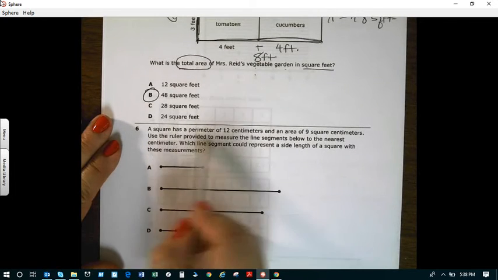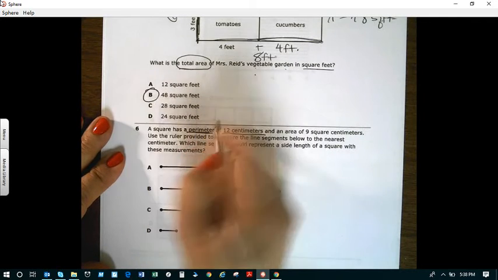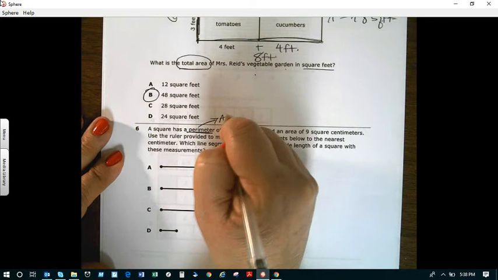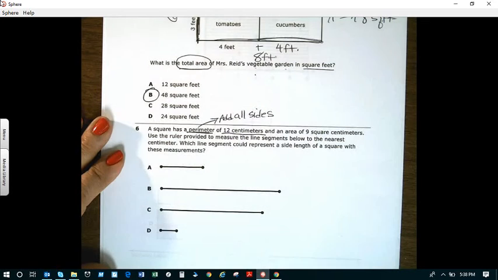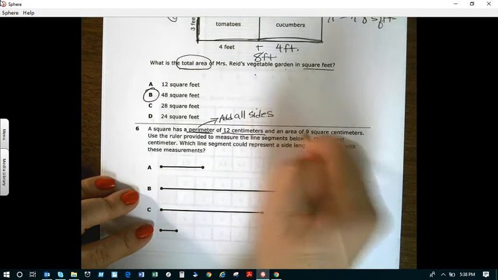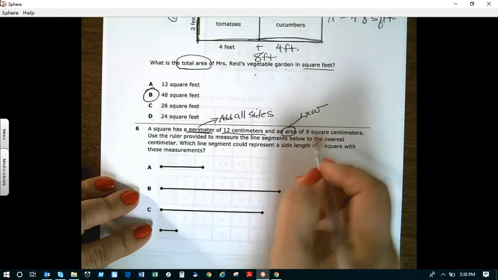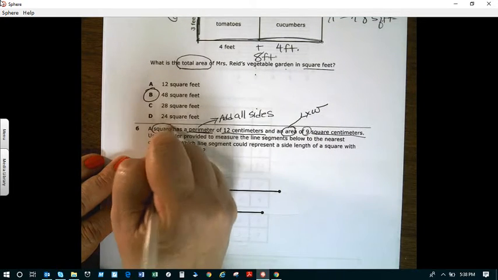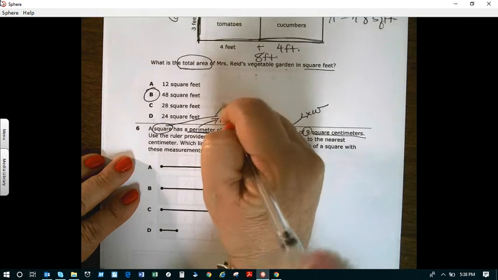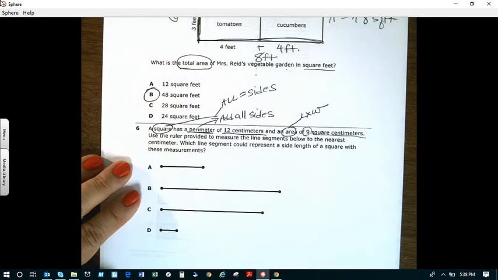A square has a perimeter of 12 centimeters. Perimeter, I'm going to put add all sides, helps me remember. And an area, I'm going to put length times width, of 9 square centimeters. And it's a square. And a square has all equal sides. Okay? They're all congruent.